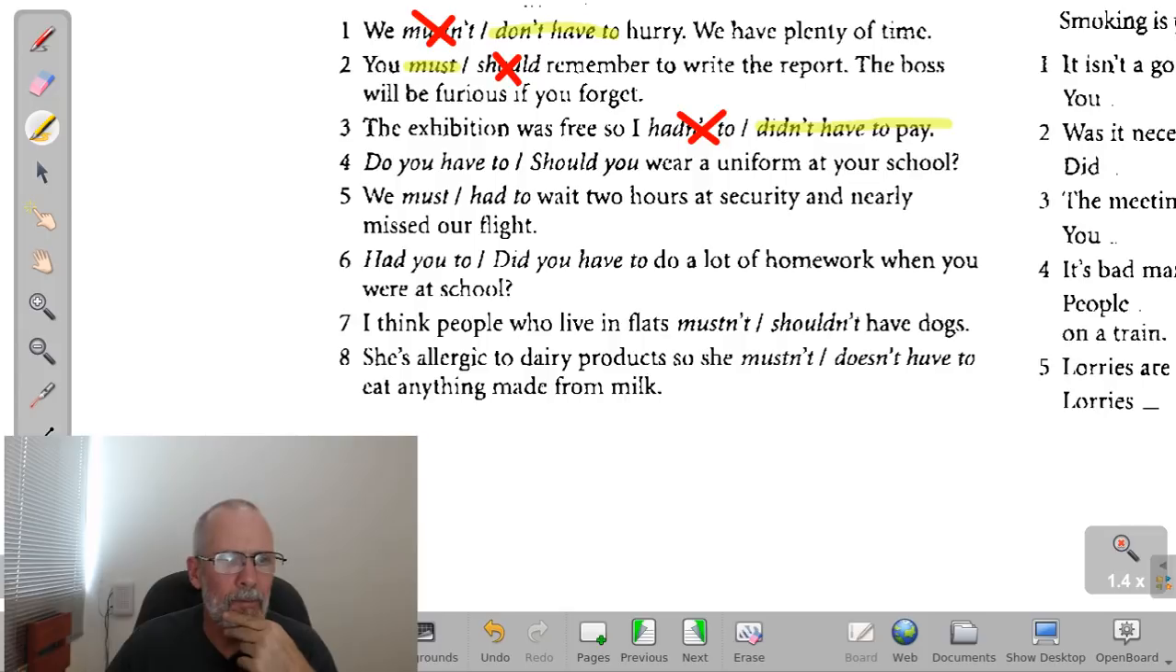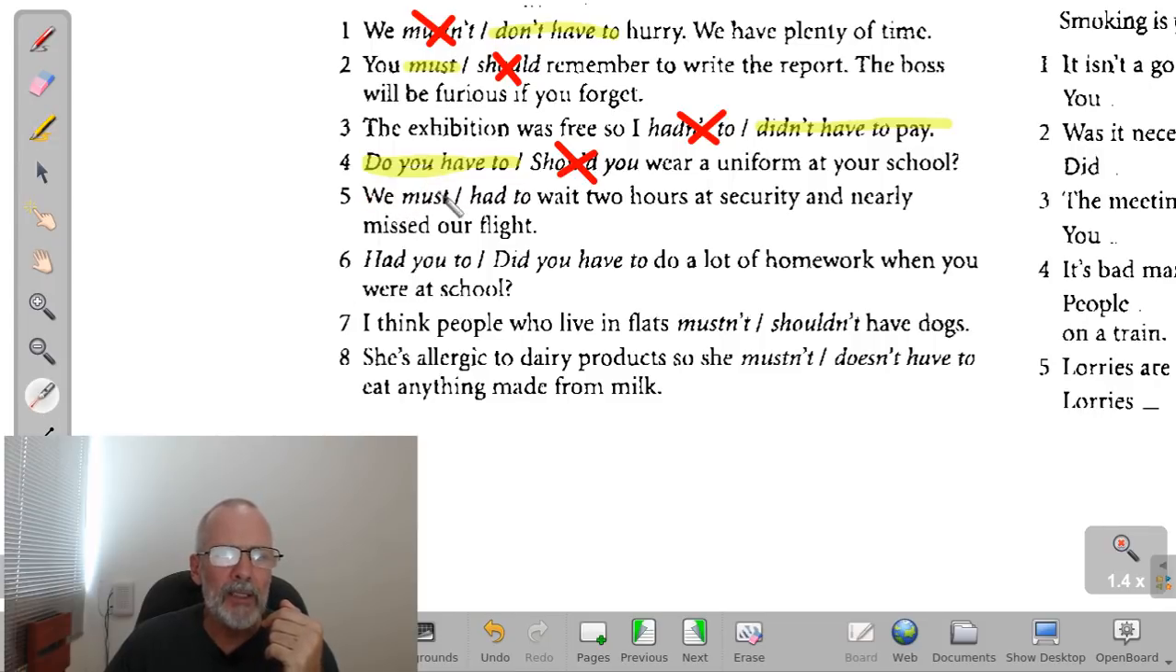Number 4. Do you have to or should you wear a uniform at your school? Have to, do you have to? Yeah, very good. This one is wrong. It's not asking about a recommendation, it's asking about obligation in your school. So we need to say, do you have to wear a uniform at your school?